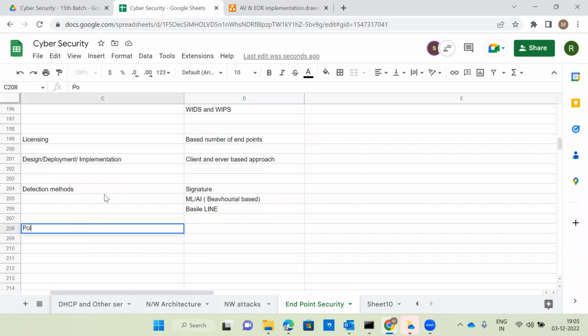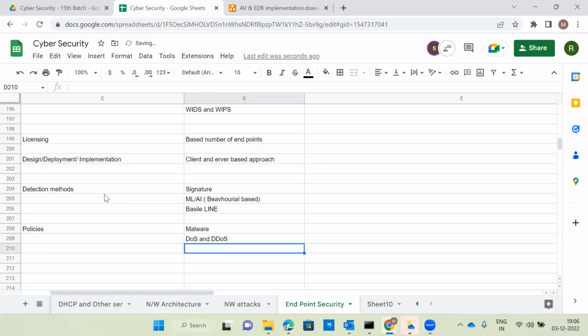Next, what are the different types of policies we have to configure? One is the malware related policy. One is DOS and DDoS related policies. Next, we have to configure command and control communication, C2C communication. C2C communication means the system has already been compromised and it is communicating to the attacker server.